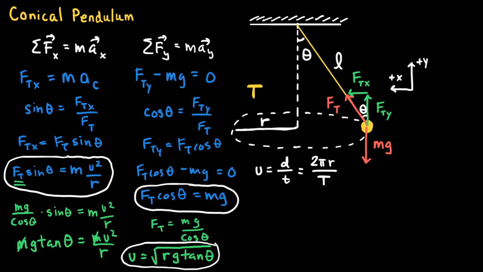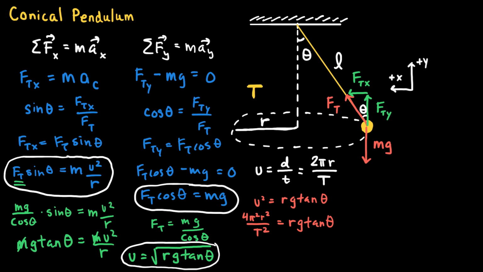And so if I look back at the equation that I have circled there, I remember that v squared equals rg tan theta. And if I know that the speed of the ball is also given by 2 pi r over the period, then I could write the speed squared, which would be 4 pi squared r squared over T squared, is equal to rg tan theta.